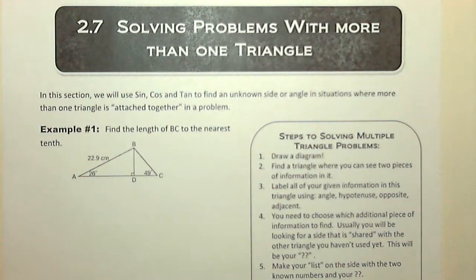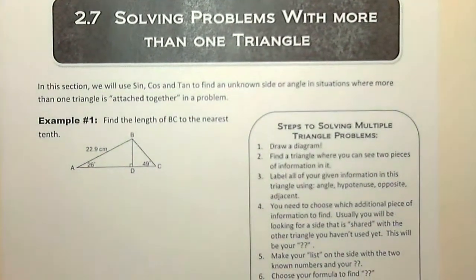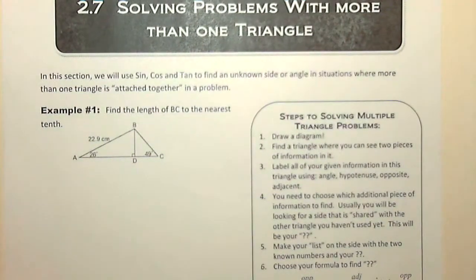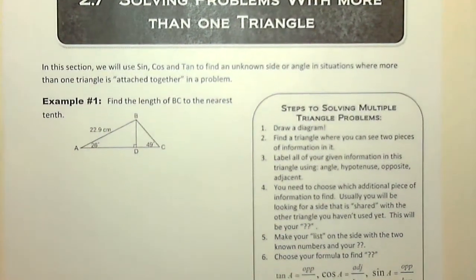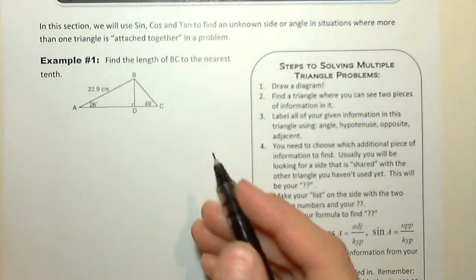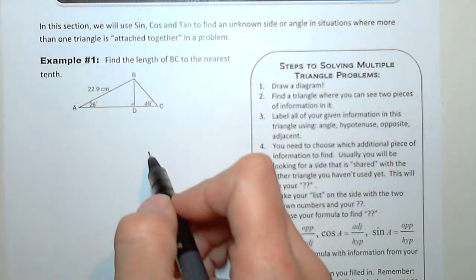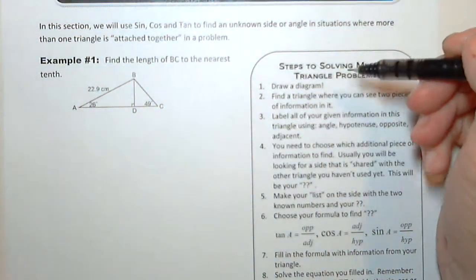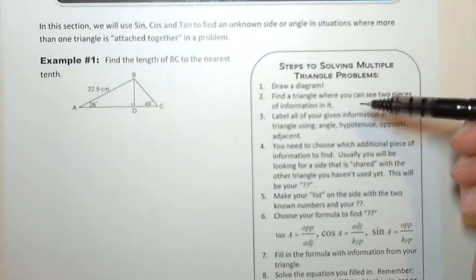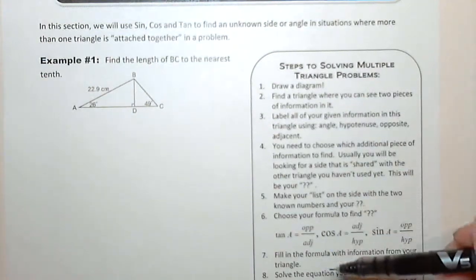This is section 2.7, part 1, and in this section we're going to continue to use the same formulas we have been using, except now we're going to draft diagrams that have more than one triangle connected to each other in a variety of ways. And make sure when you're doing your assignments you go back and take a look at the steps that I've given you on the side.